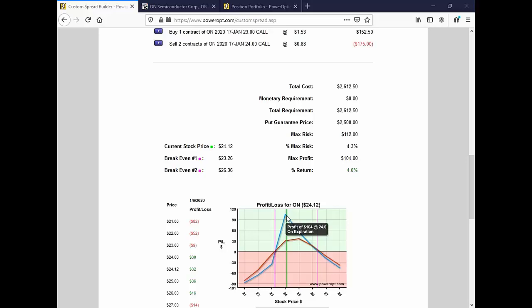Is because, how do I want to phrase this without sounding like I'm giving advice? Do we still have steam? You yourself even mentioned that Apple was losing steam, okay? So if I do this repair at the 23.24 and I get a small net credit here of about 20 cents or so, and ON starts to pull back, well, maybe if it goes down to 23.50, 23.40, that 23 will still hold some value.